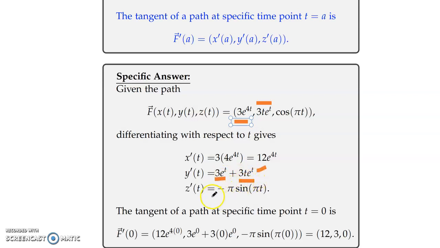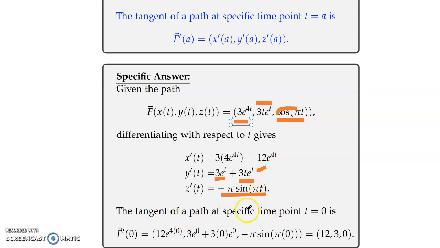The last is the derivative of cos(pi t). The derivative of cos, pi comes to the front, and you differentiate the inside. This is a chain rule. Minus pi sin(pi t).